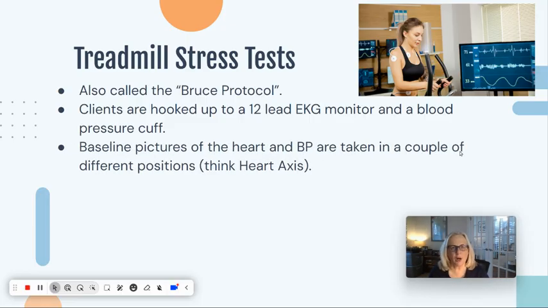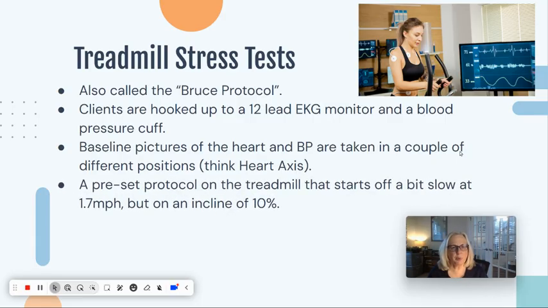Okay, so baseline pictures of the heart and blood pressure are taken in a couple different positions, and then we think about the heart axis. We talked about how it can change by different positions we're in. So in our case, we're going to do one in supine, so lying down, and then one in sitting, and then one standing. So we're going to do 3 different positions for our blood pressure and heart EKG baselines. We will note that on each of the EKGs. This one is supine, this one is sitting, this one is standing. Again, we might see a difference in the heart axis. It just helps us gauge what it's going to look like when we're on the treadmill.